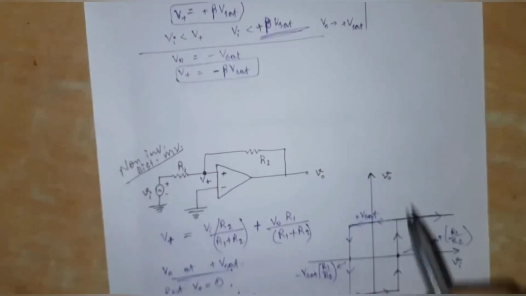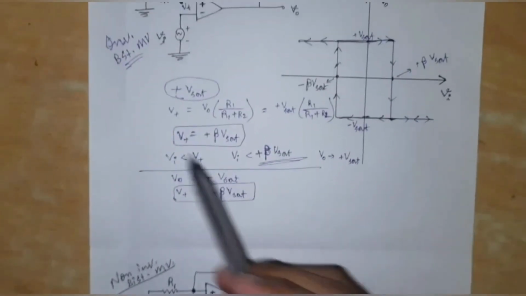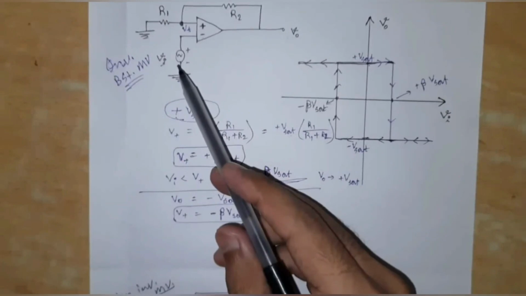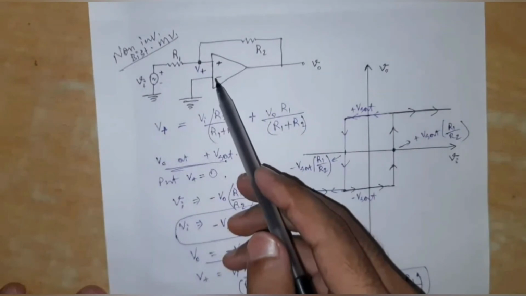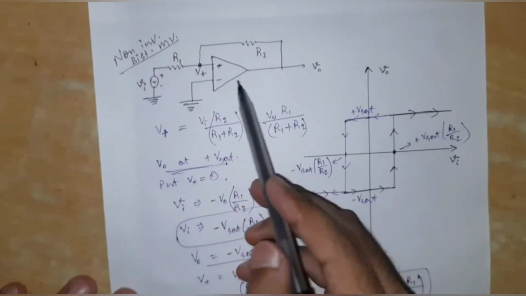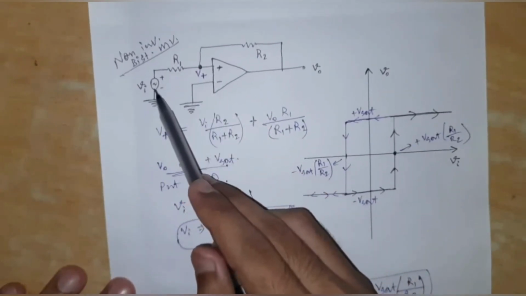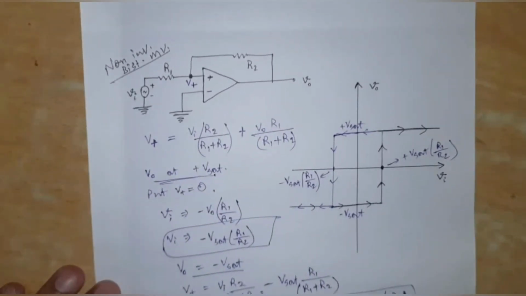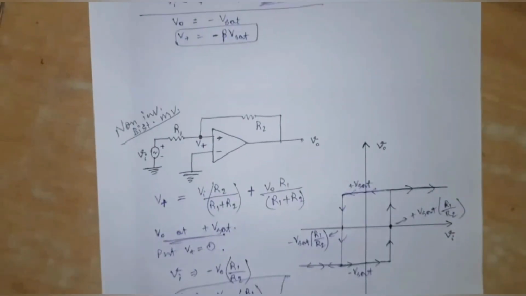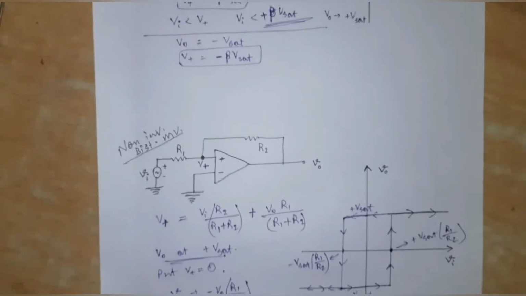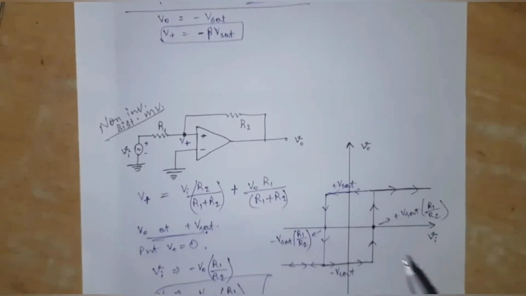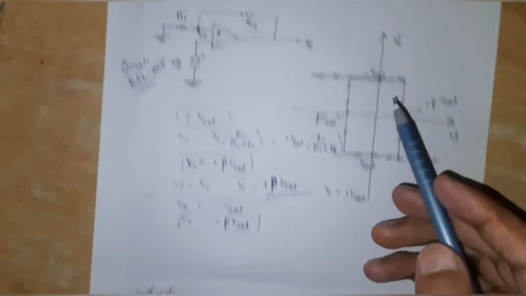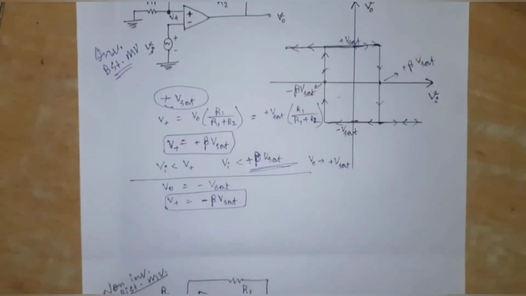This is all about the bistable multivibrator, which is of two types: inverting, when the input is attached to the inverting terminal, and the second type, non-inverting bistable multivibrator, where the input signal is applied at the non-inverting terminal. Now wait. I think one issue needs to be addressed at this point. You can see that there's some sort of similarity between these two transfer characteristics, and it is very natural to get confused during the exams.